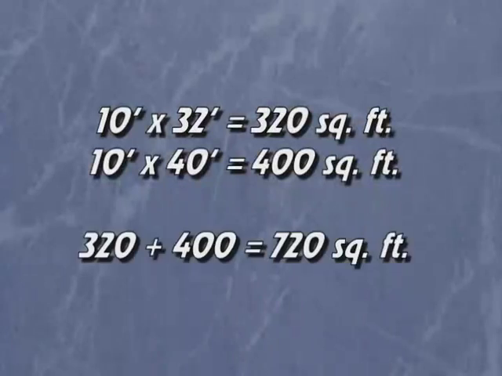Now, what we are going to do is figure out first what is the square footage, then the cubic footage, and then finally we're going to convert it to the cubic yard dimension that we need for the concrete. Starting with a 10 by 32, we multiply that and we end up with 320 square feet. We take our second rectangle, which is 10 by 40, and we multiply those two and we end up with 400 square feet. We add those two together and we have 720 square feet.